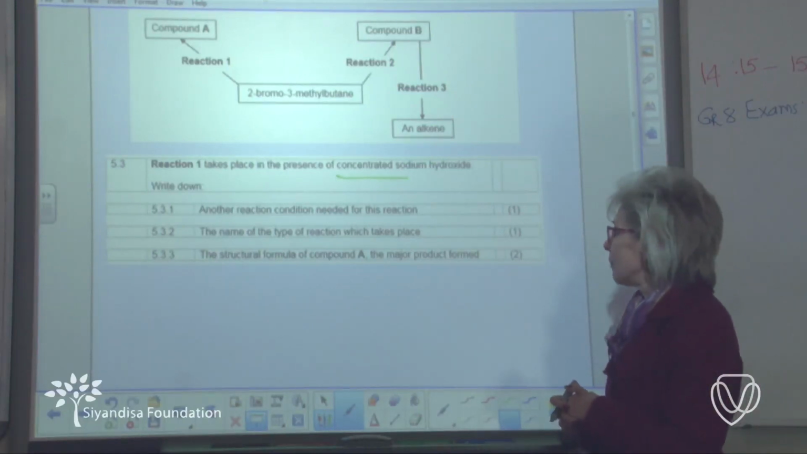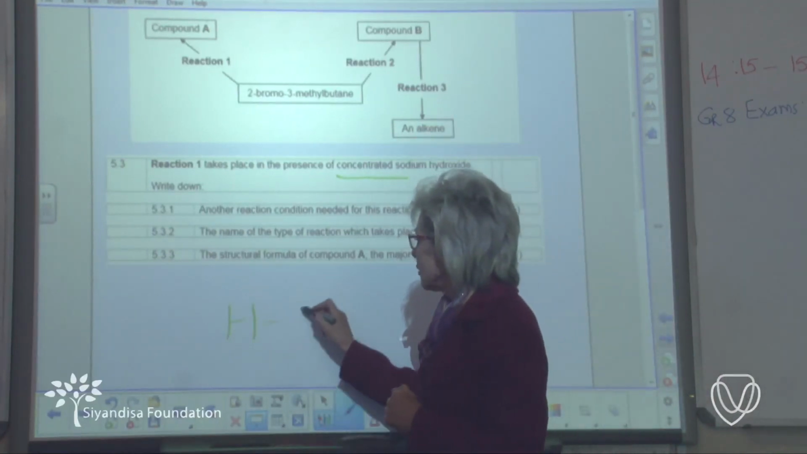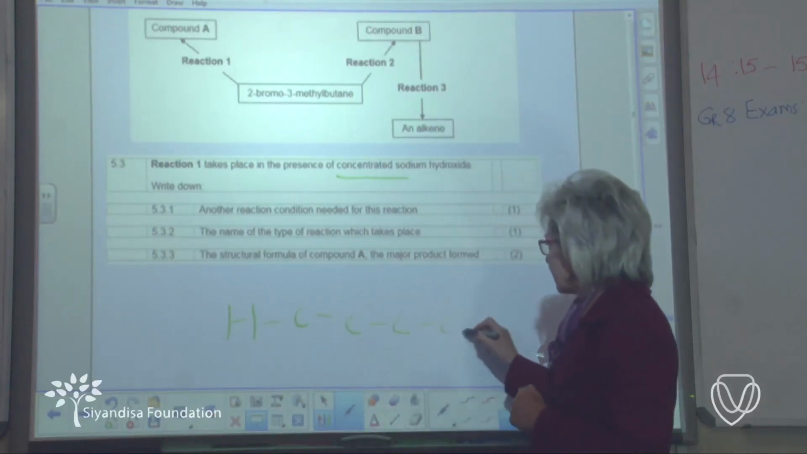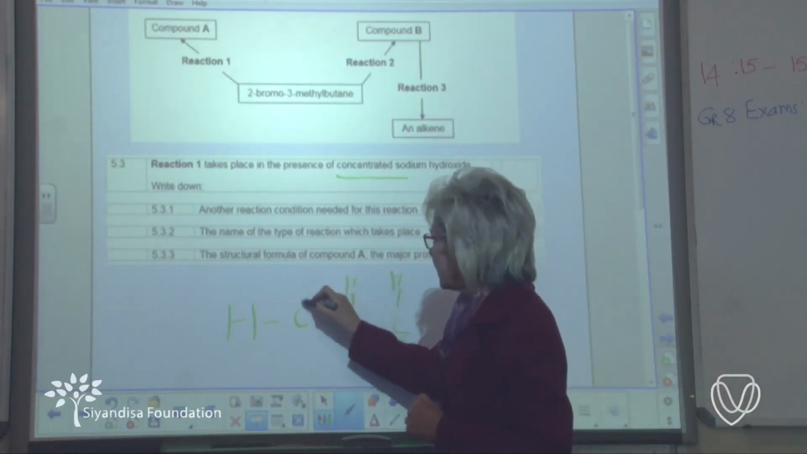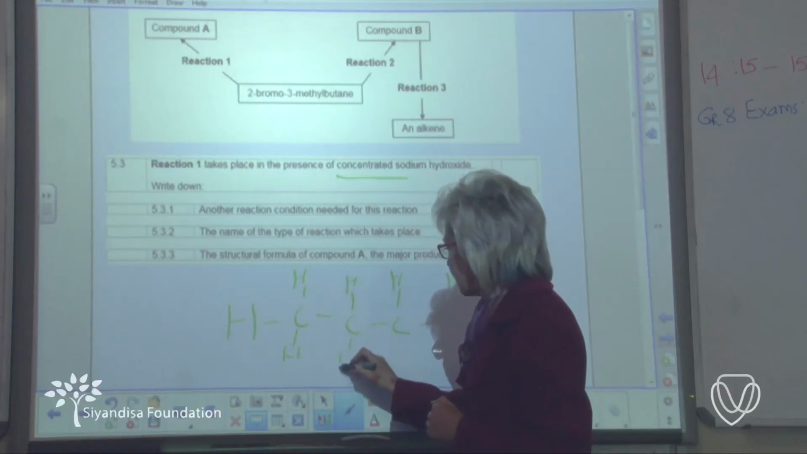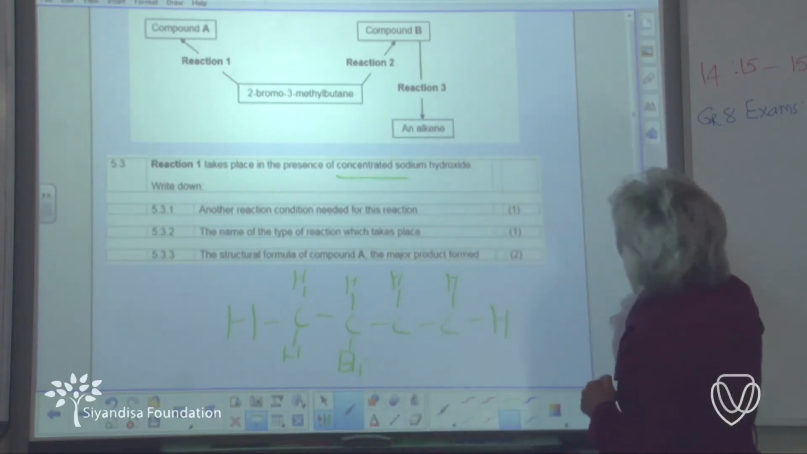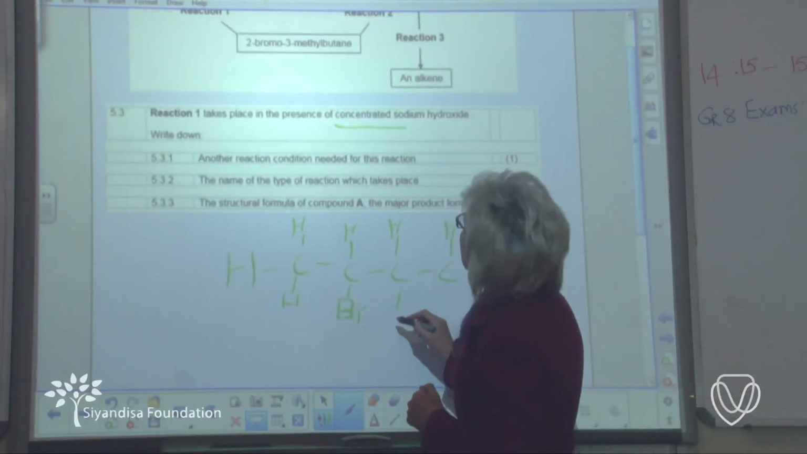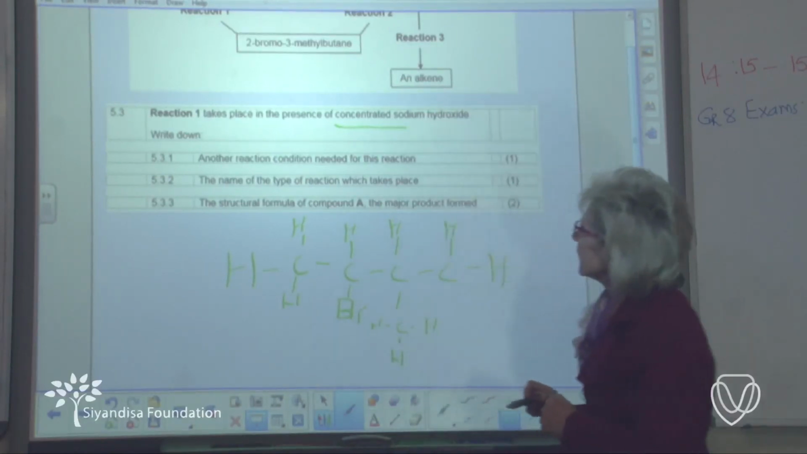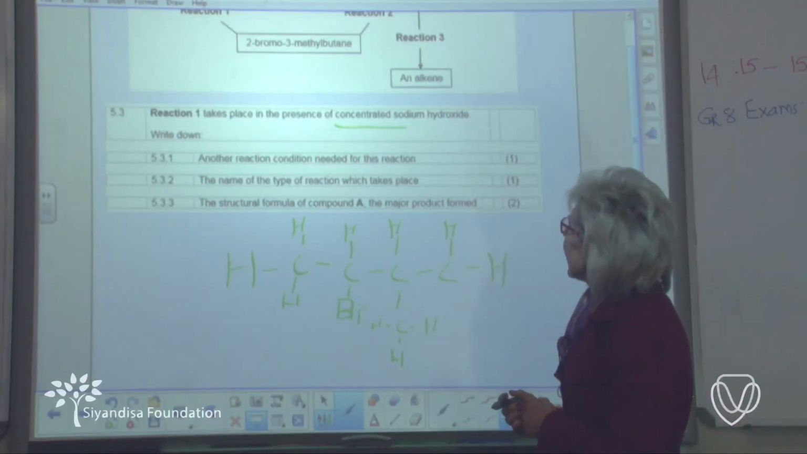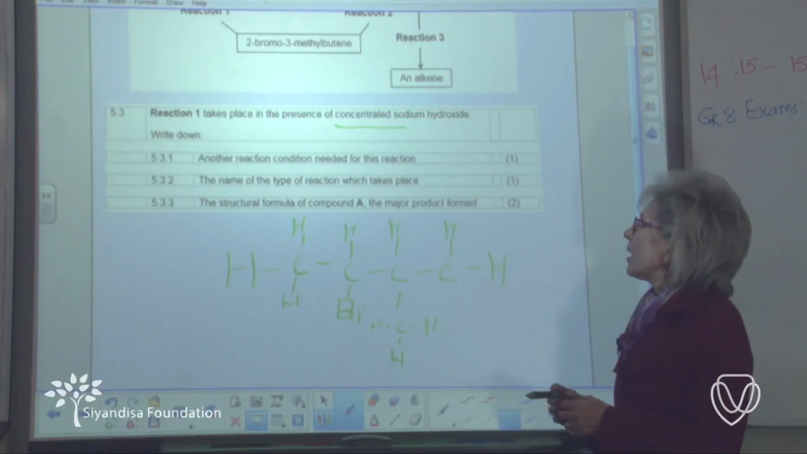The structural formula of compound A, the major product formed. So first of all, I once more start off with my original, simply because I haven't got the other one open. You won't need to waste time like this in exams. Sorry, that's Br. And then here we've got the methyl group. And we are reacting it with a concentrated base. So we are eliminating.